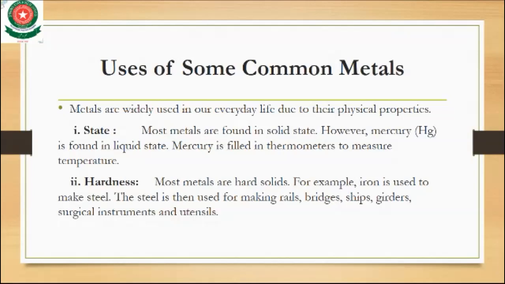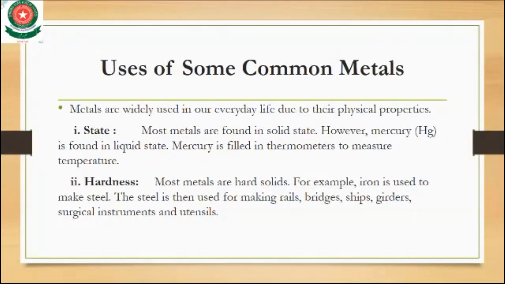The first use of metal is state. Most metals are found in solid state. However, mercury, Hg, is found in liquid state, and we can fill mercury in a thermometer for measuring temperature. Okay, second is hardness.